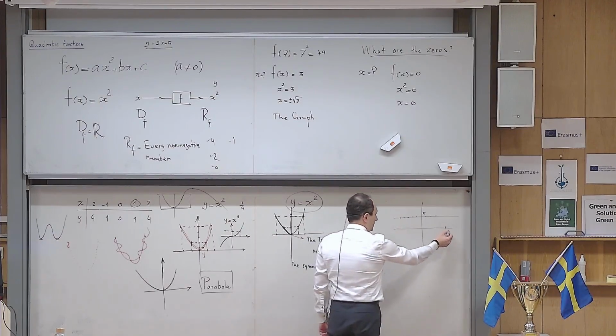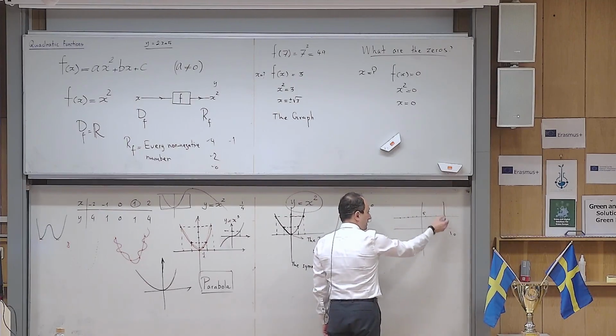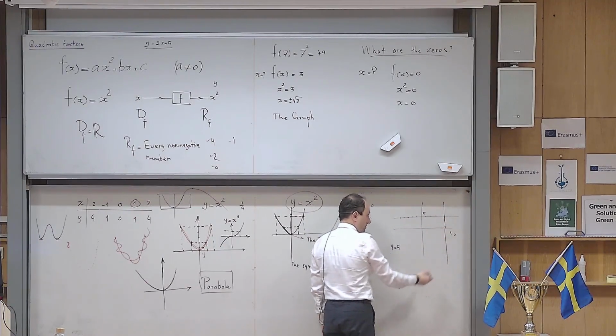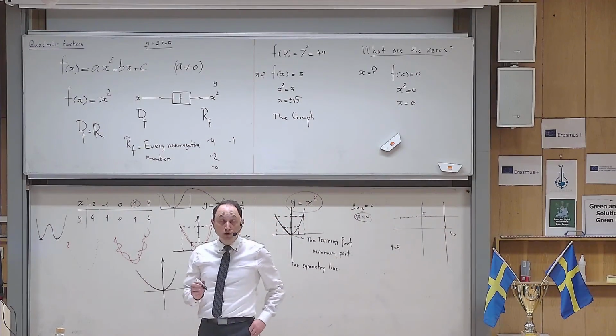But let us say here is 10. And then I draw a vertical line. Let me ask you this question. What is the slope of this line? What? No, a slope.